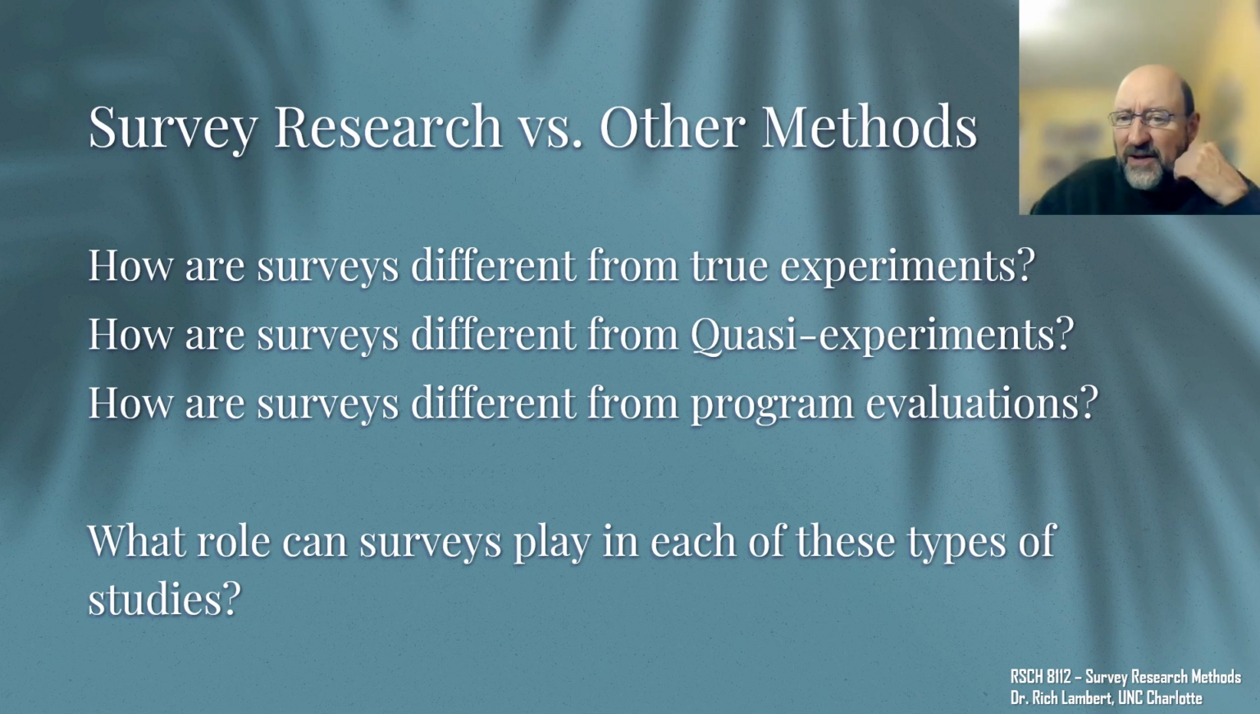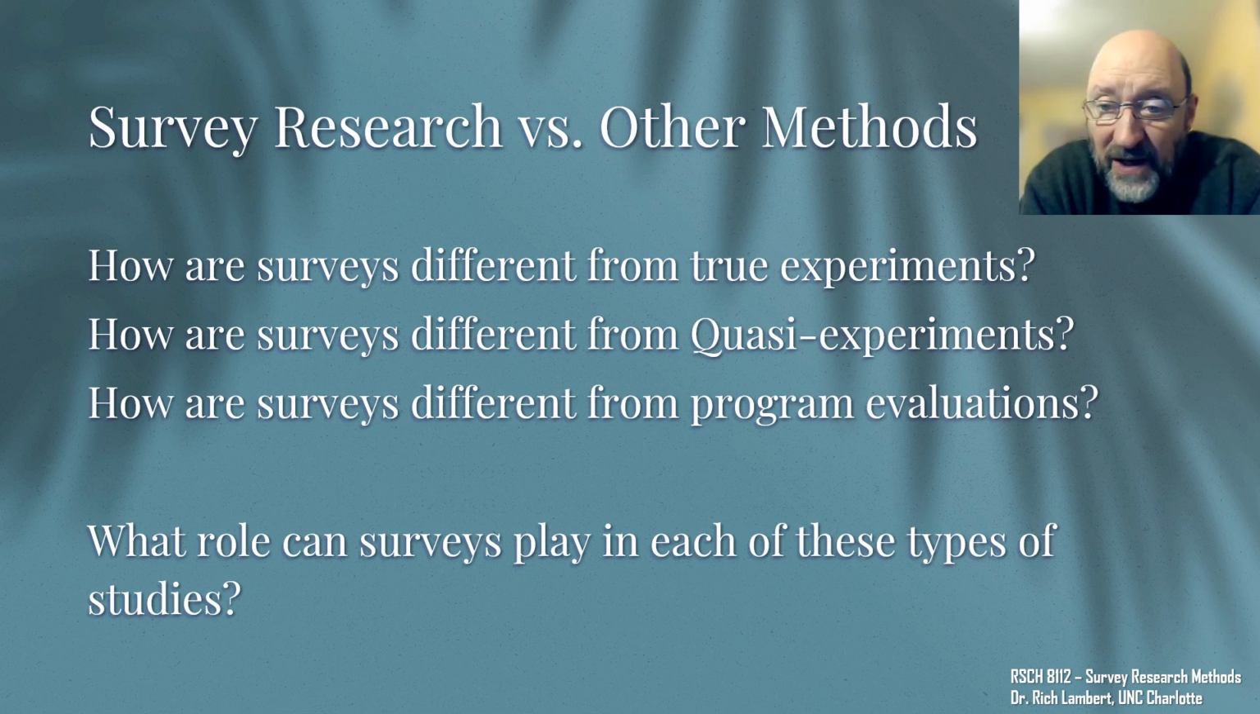So let's just talk quickly about how surveys are different from other methods. How are surveys different from true experiments? Well, in general, in true experiments, we're looking at the effect of a treatment, and we randomly assign people to get or not get the treatment, or to be in certain treatment conditions and comparison conditions so that we can have a real sense of the effectiveness of a treatment. That's very different than a survey. In a survey, we're usually looking at a single point in time, a snapshot: how do people feel, how would they report their opinions and attitudes and behaviors.